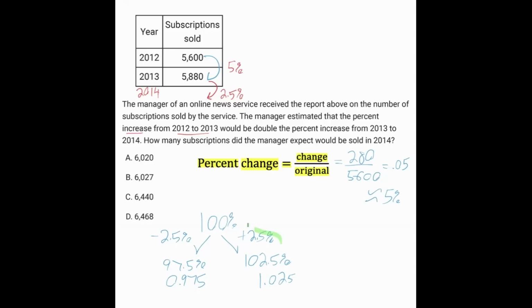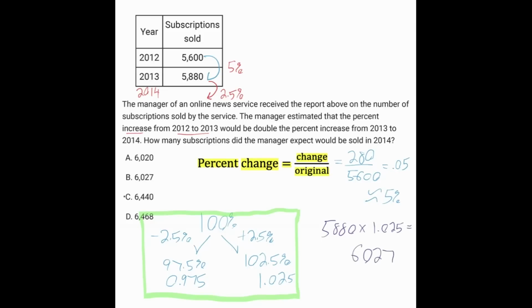So what we're doing in yellow is we have a progression and we're figuring out by how much did it change. But what we're doing in green here is we're saying we know by what percent it was supposed to change by, and we're actually enacting that. So we have two opposite operations there, and you should think of them as opposites. But in any case, to get the 2014 number, we need to take the 5,880 and multiply it by 1.025, because we found out very carefully that it actually increased 2.5%. And on the calculator, that comes out to 6,027, which is B.